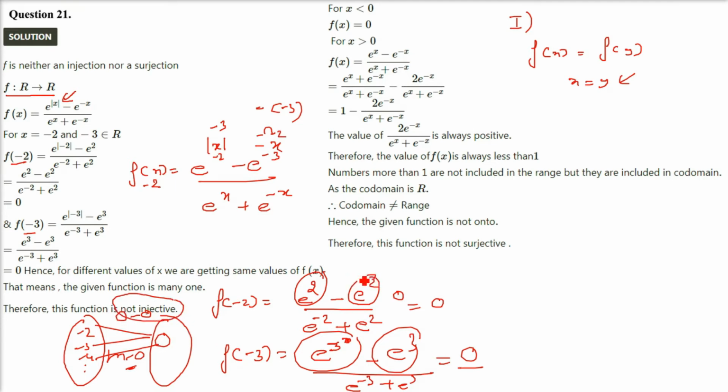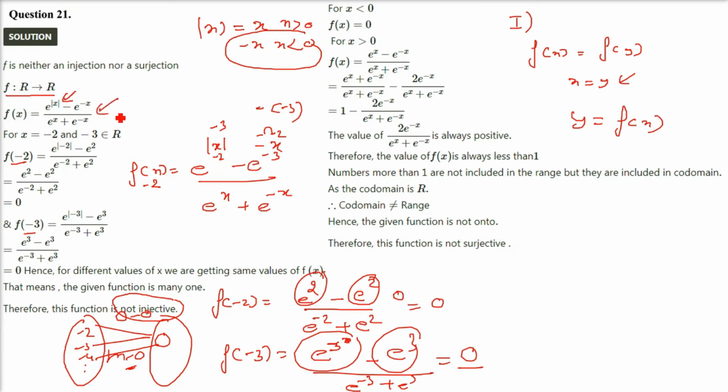Coming to the second part, which is the surjective part. We want to prove it as onto. That means y equals f(x), that is, every y should have a pre-image, a proper x value that will give you y. So I will make this expression simpler. Because of the mod x, we cannot just solve it directly. Mod x is x when x is greater than 0, and mod x is negative x when x is less than 0. We have to take two steps here.